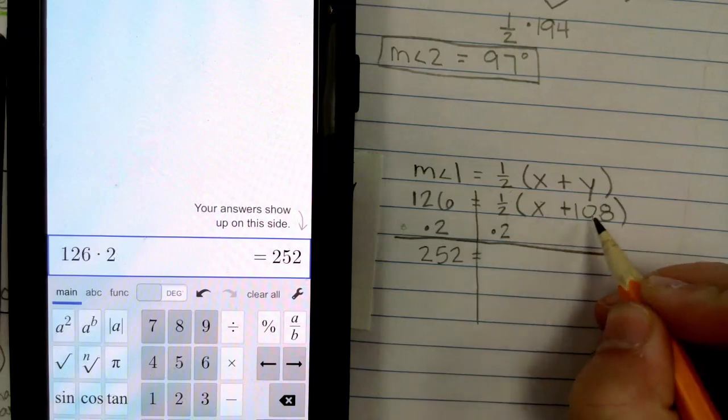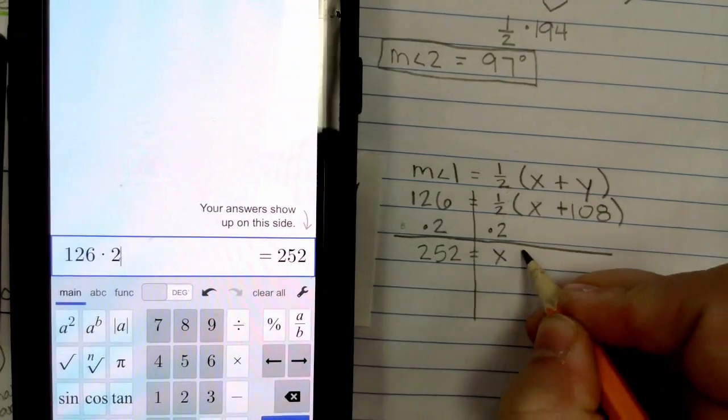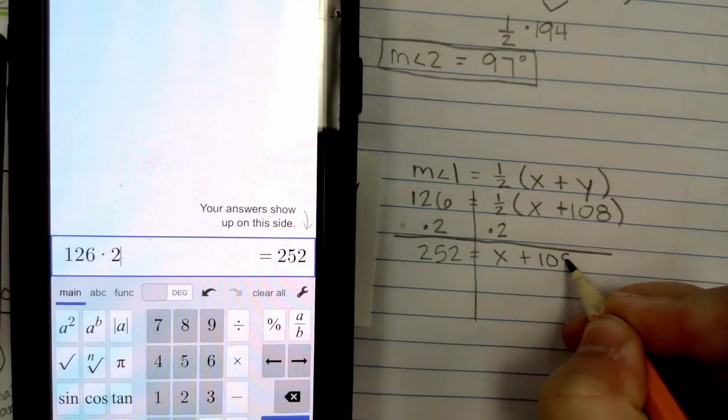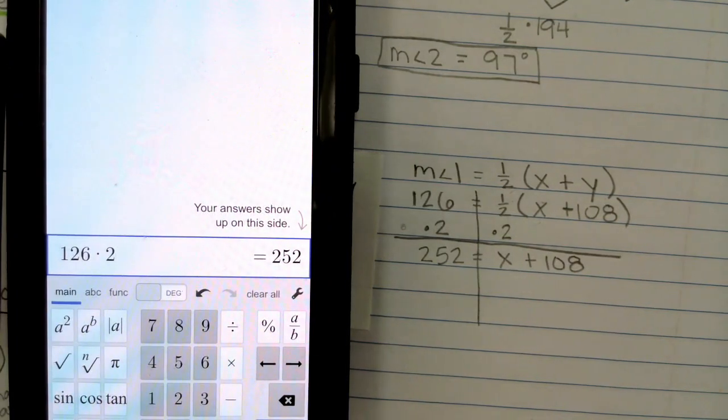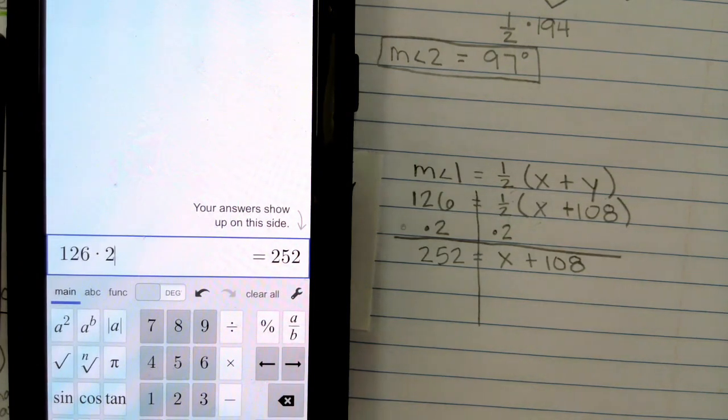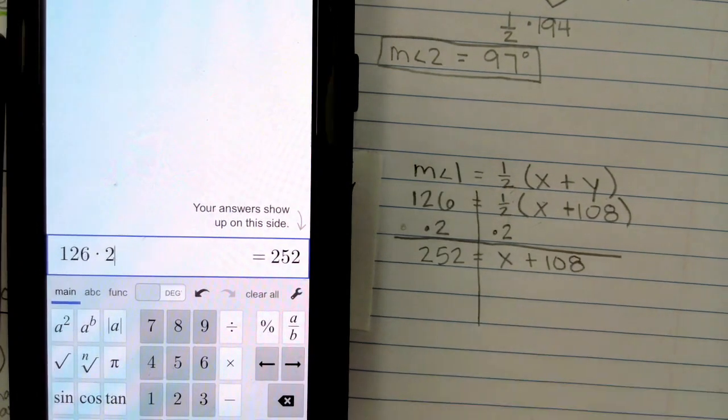And it just makes it a little bit simpler. We could do the distributing and then solve, but that just adds an extra step when we can just get rid of that half already. So how do I get rid of a plus 108? Minus 108. And if we do it on one side? Both sides.